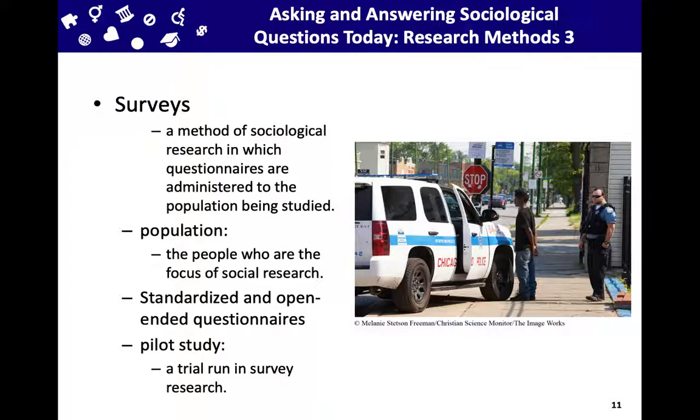The next research method is surveys. Surveys are a major research method. These can include questionnaires. They could be face-to-face, by telephone, through text, through mail, or through the internet, targeted at some sort of group of people. When surveys are used as questionnaires, they usually can be administered to the population being studied. So if I want to put surveys out for seniors only, I'll just send a survey through the email database to seniors only.